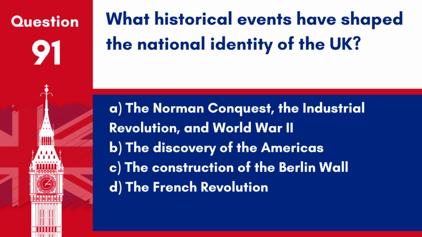Question 91. What historical events have shaped the national identity of the UK? A. The Norman Conquest, the Industrial Revolution, and World War II. B. The discovery of the Americas. C. The construction of the Berlin Wall. D. The French Revolution.